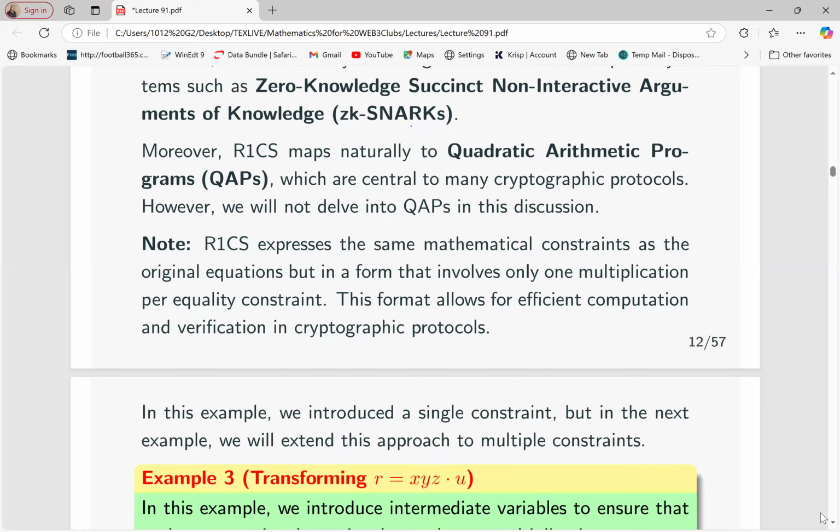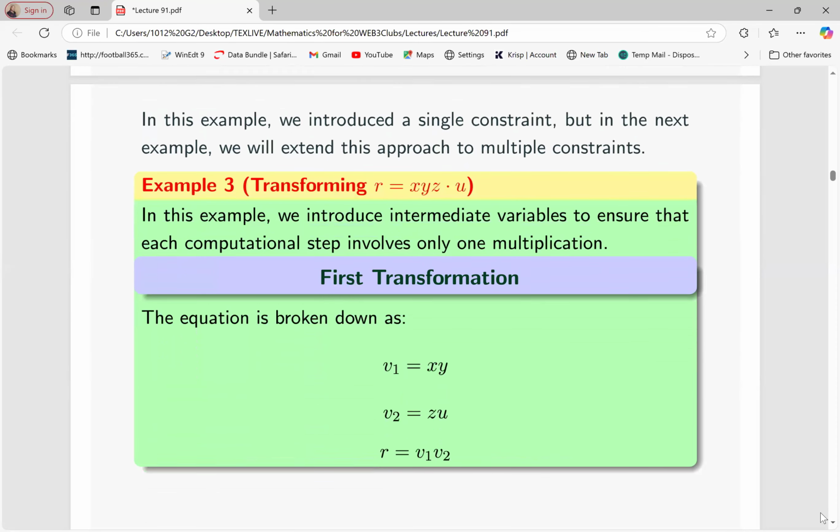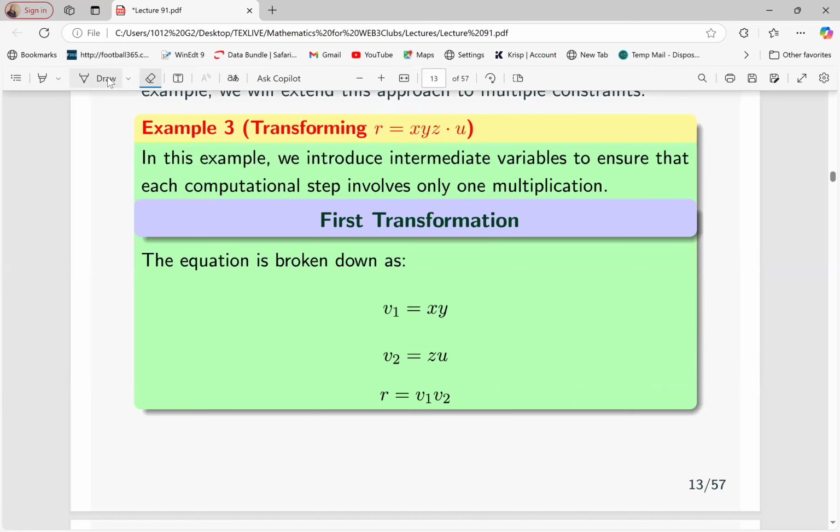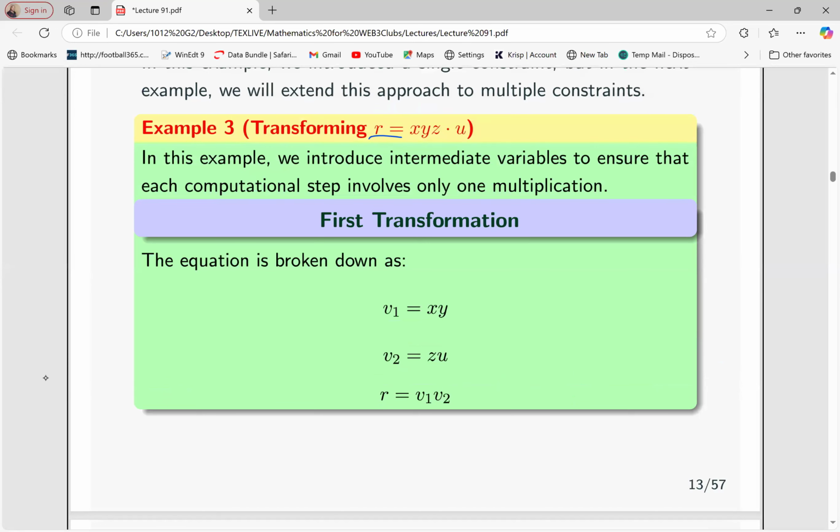Now let's look at something a bit complicated. Now we can see several multiplications on the right side. What we have is R is X, Y, Z, U. X has been multiplied by Y, has been multiplied by Z, and then U, so these are several multiplications. As we've said, whenever we have several multiplications, we make it one.